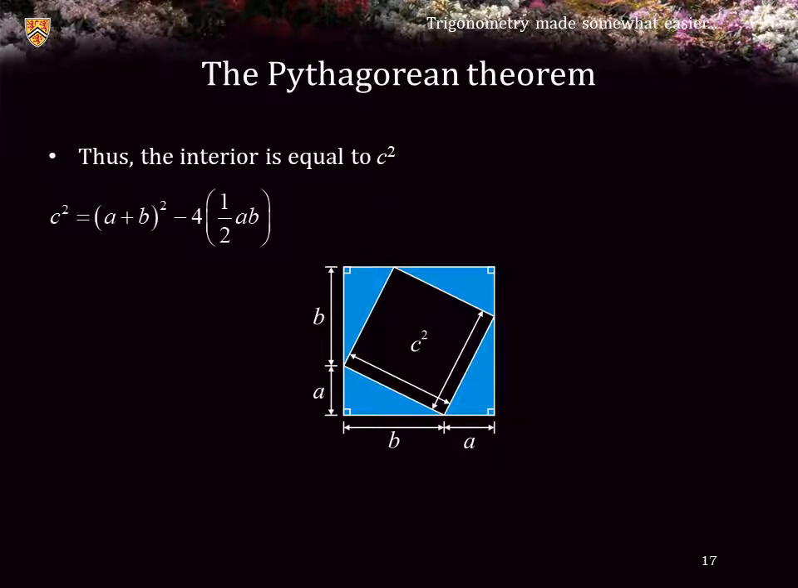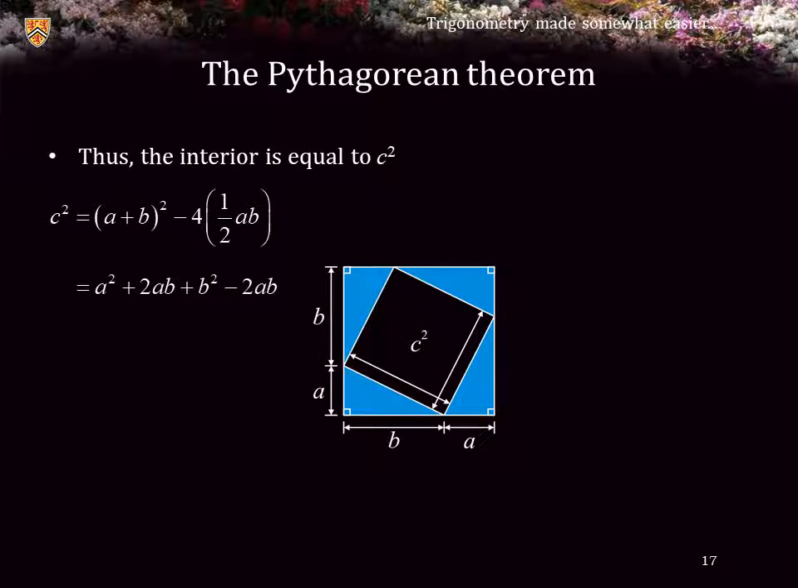Now, therefore, C squared is equal to the area of the entire square, which is (A plus B) all squared, minus the area of the 4 triangles. Each of those triangles has area 1/2 base times height, or in this case, 1/2 AB, and as there are 4 of them, we will subtract off 4 times that area.